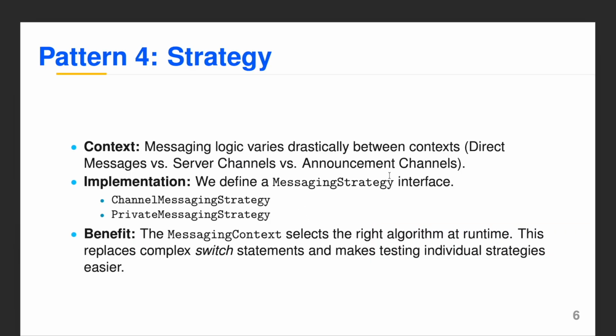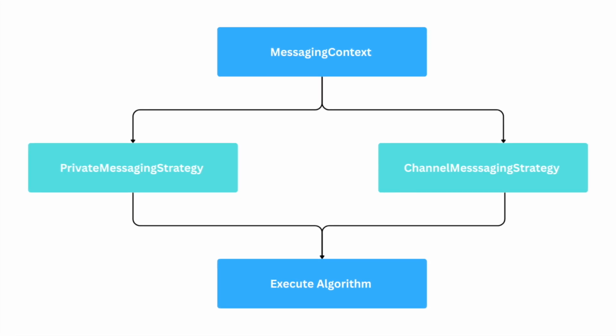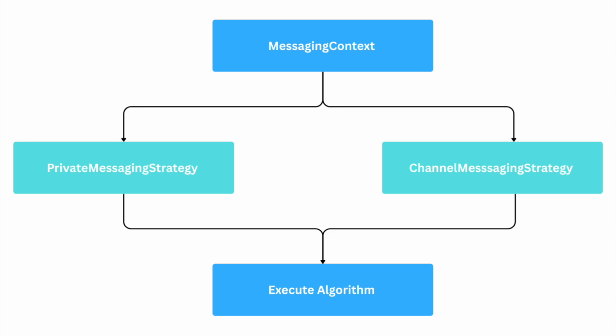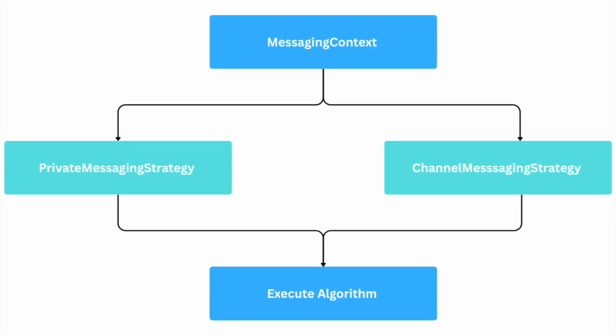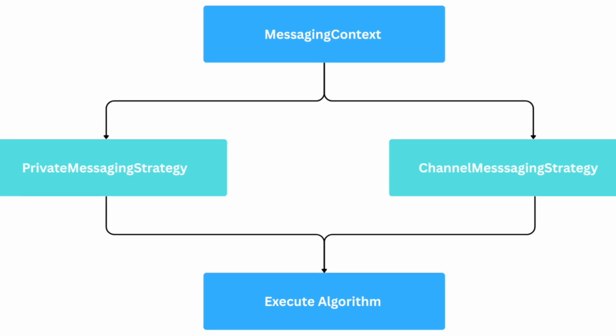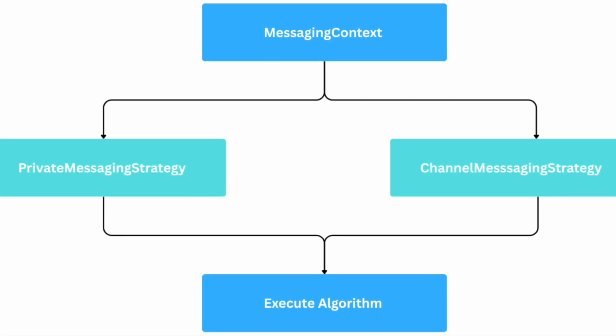Handling different messaging contexts can get complicated. Sending a direct message is very different from posting in a public channel. We use the strategy pattern to handle this. We define a common interface and then swap between private messaging strategy and channel messaging strategy at runtime. This removes complex conditional logic and keeps our code clean.